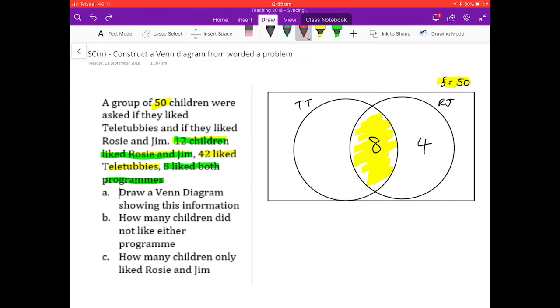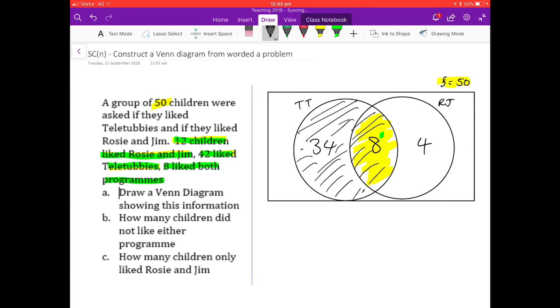Now we're going to do the same with Teletubbies. It says here that 42 like the Teletubbies. We've already got 8 people here, so that's going to leave us with 34 that like the Teletubbies. Okay. Now when I say 34 like the Teletubbies, that's that like the Teletubbies only. This section here are the people who only like the Teletubbies. Okay, if we were to include this section, that now equals 42 people that like the Teletubbies.